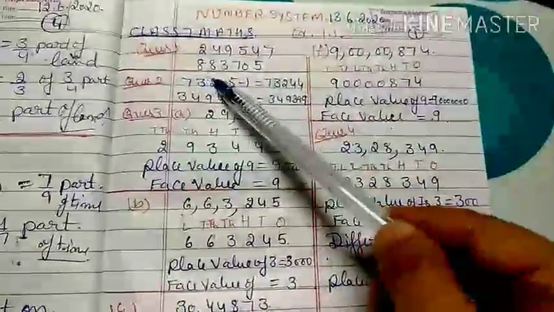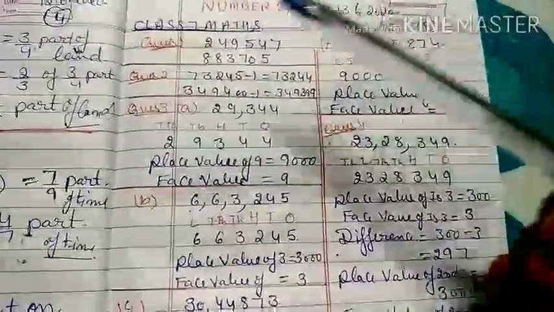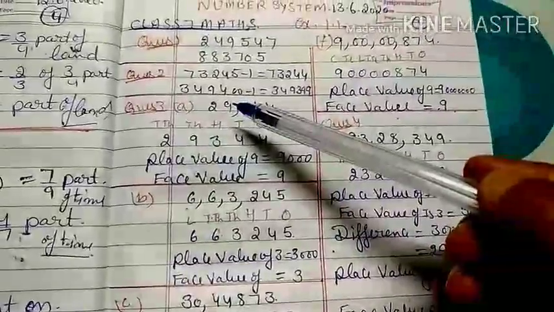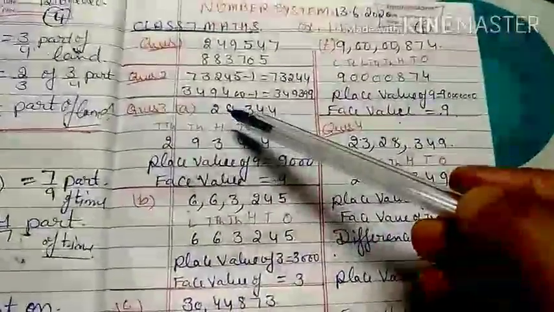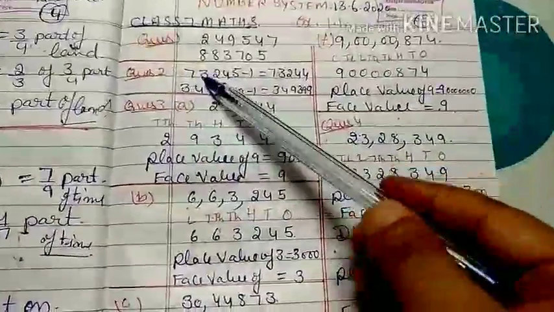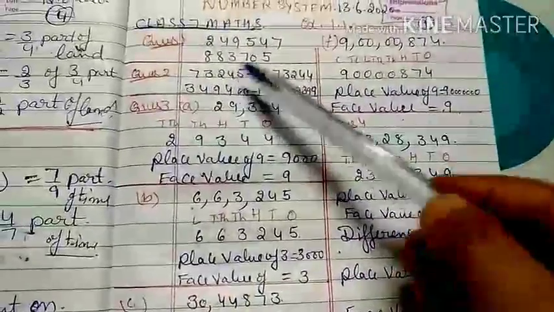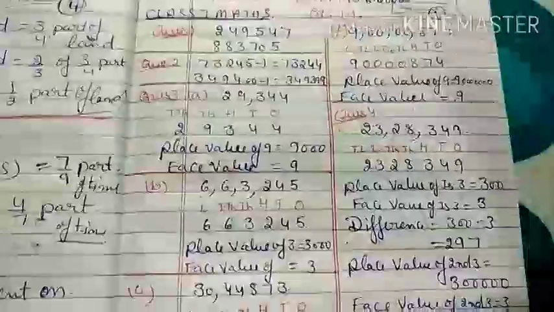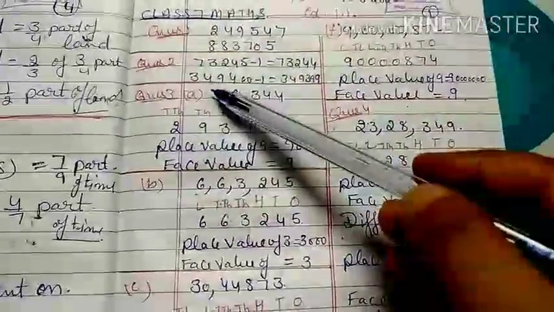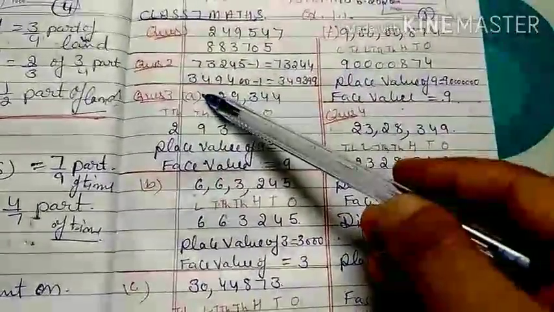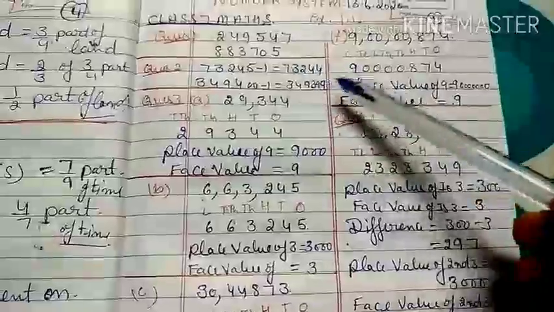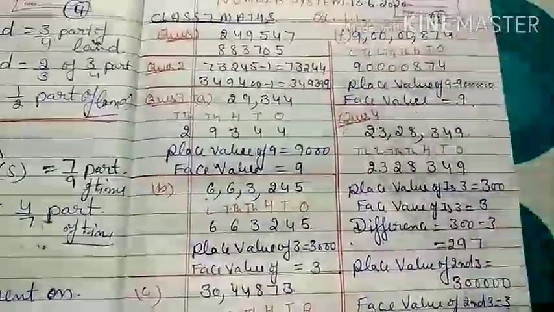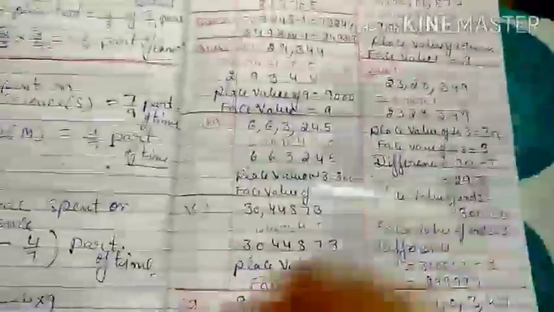8,83,704 is 8,83,705. For writing the predecessor, which means previous number, you have to subtract 1. Like 73,246, if you subtract 1, that gives you 73,245. Similarly, 3,49,400 minus 1 gives you 3,49,399.